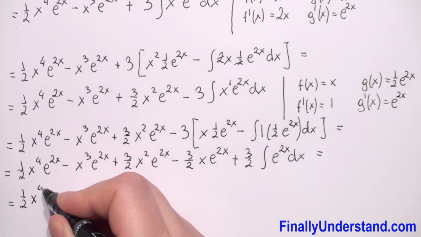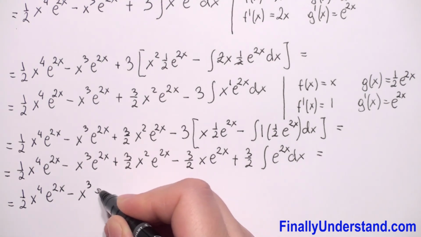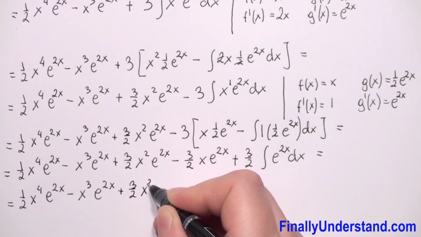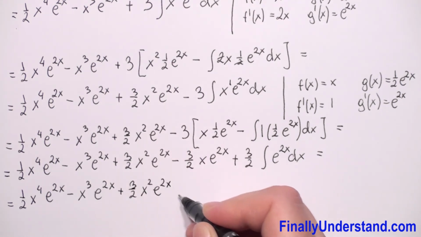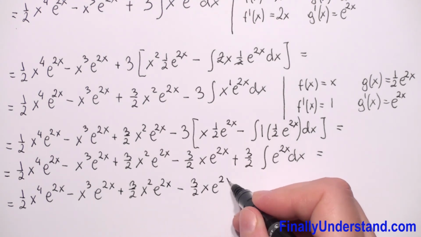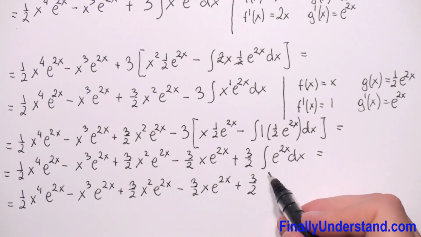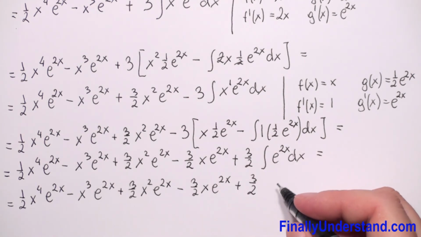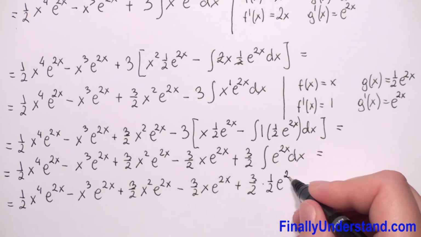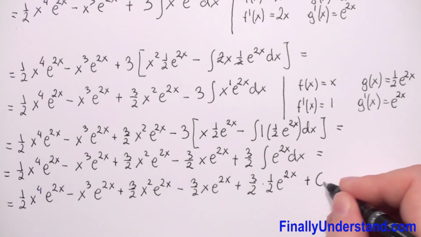This is equal. We have 1/2 x to 4th power e to power 2x minus x cubed e to power 2x plus 3 over 2 x squared e to power 2x minus 3 over 2 x e to power 2x plus we have 3 over 2, and integral of e to power 2x is 1/2 e to power 2x. Of course, we need to add constant c.